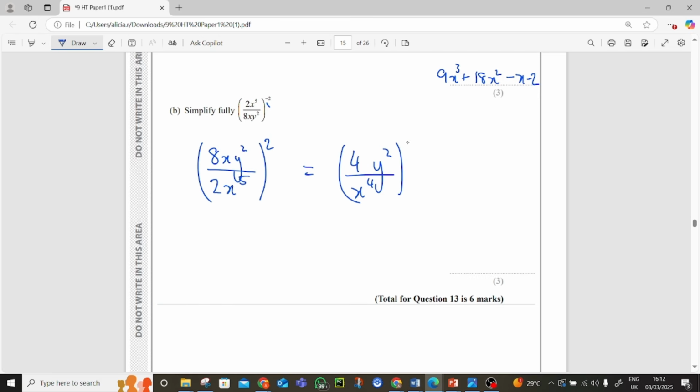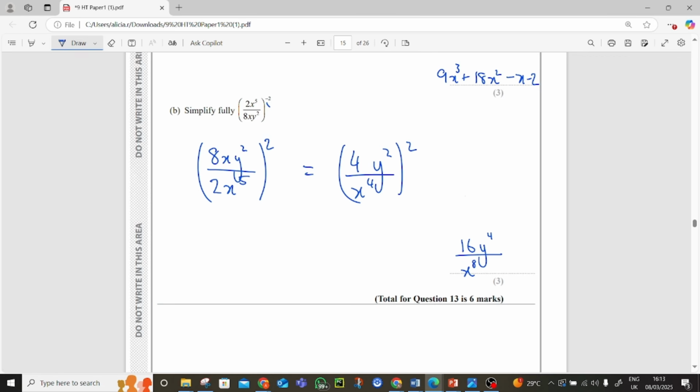Now, this is all still being to the power of 2. So now it's a case of squaring everything. So 4 squared is going to be 16. Y to the power of 2 to the power of 2 is going to be y to the power of 4. Multiply the indices. And then x to the 4 to the 2 is x to the 8. Again, multiply the indices.